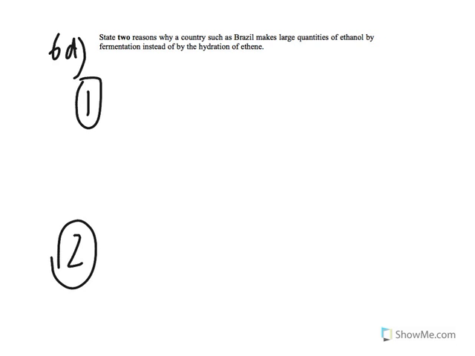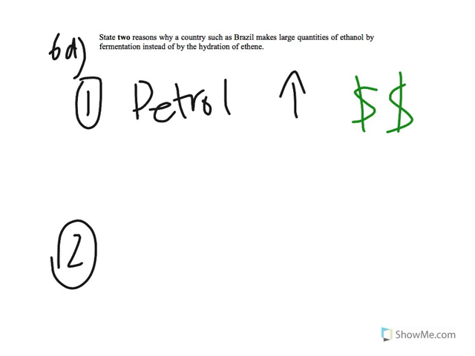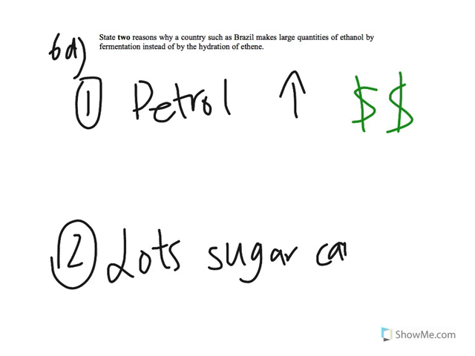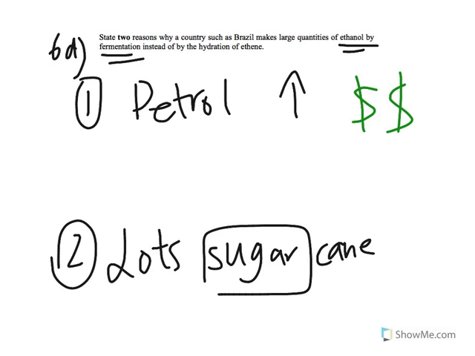For 6D, you have to state 2 reasons why countries such as Brazil would make large quantities of ethanol by fermentation instead of the hydration of ethene. Now, first of all, Brazil would make large quantities because petrol is expensive, so just a lot of money. So obviously they're going to choose to make ethanol, which is a much cheaper option for them. Also, they have lots of sugarcane. Lots of sugarcane is grown in Brazil, and sugarcane is basically that C6H12O6, which can be used in the fermentation process, and so since they have a lot of sugarcane, they can use a lot of it in the fermentation process instead of in the hydration of ethene.